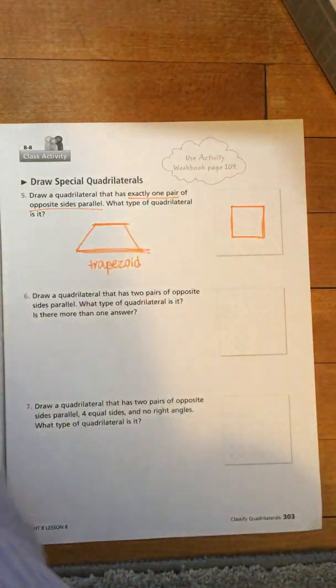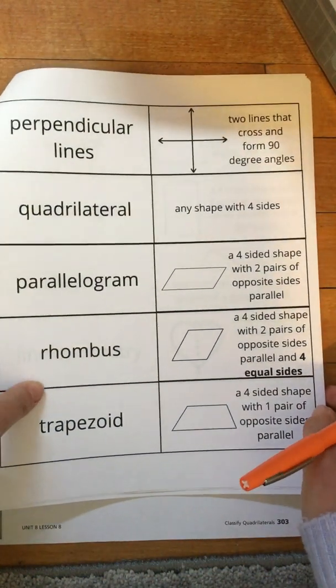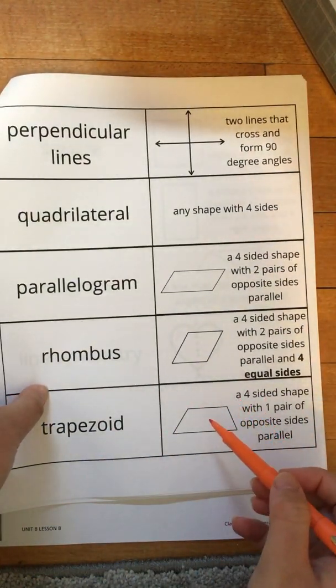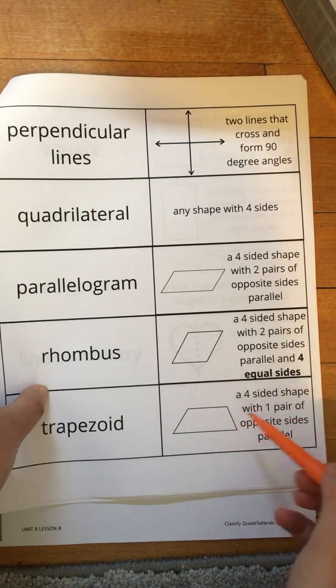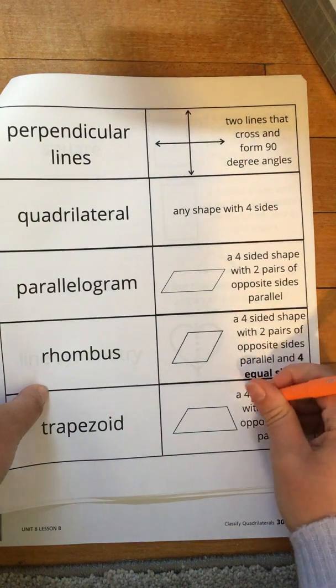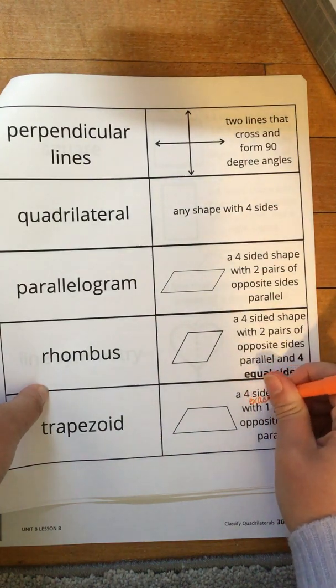And again, it's probably helpful if you look at your flashcards when you're doing your homework, because it does give you the definitions and it gives you an example of the shape. It's a four-sided shape with one pair of opposite sides parallel. You might even want to put the word exactly in here, with exactly one pair.